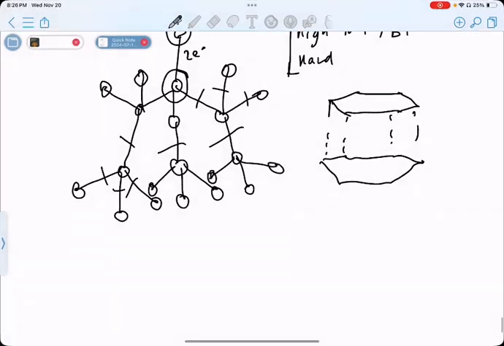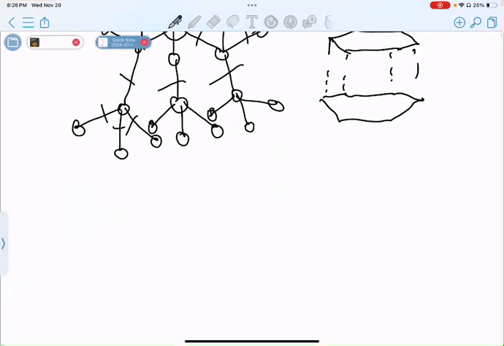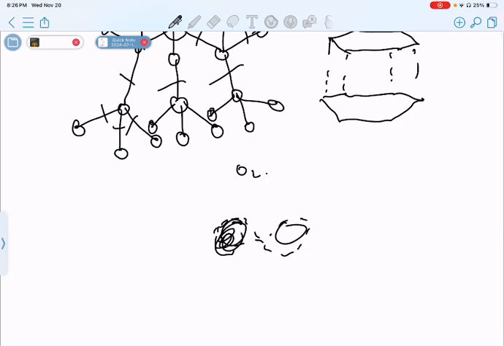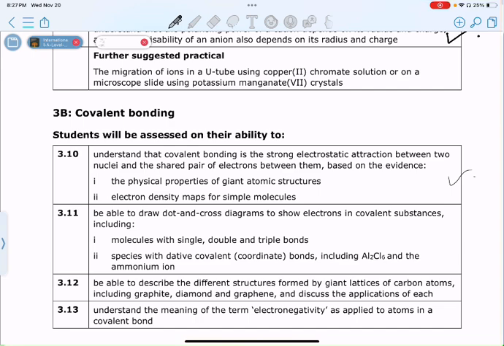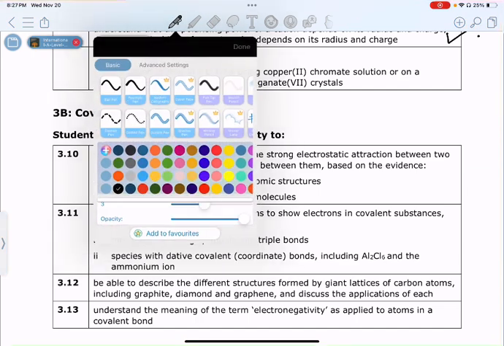Electron density maps should look something like this. You have two covalently bonded atoms, let's say O2. The electron density map will look something like this. So it'll be very dense. Let me just shade it for you. This region of denseness is the shared electrons, okay? That's two pairs of electrons in an oxygen molecule, okay? So we can just stick that.